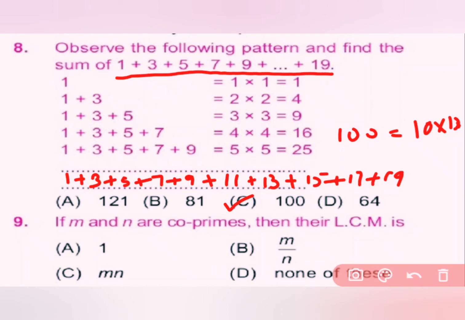Question number 9. If M and N are co-prime, then their LCM is. Co-primes do not have a common factor other than 1. So their LCM will be M into N. So C is the correct option.